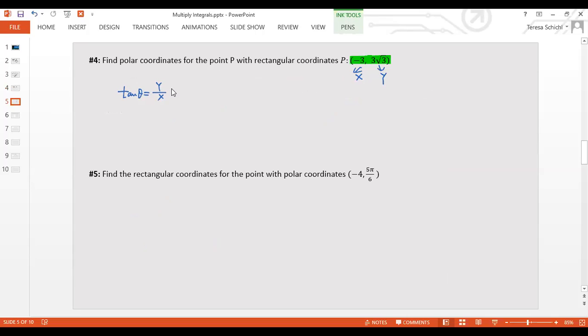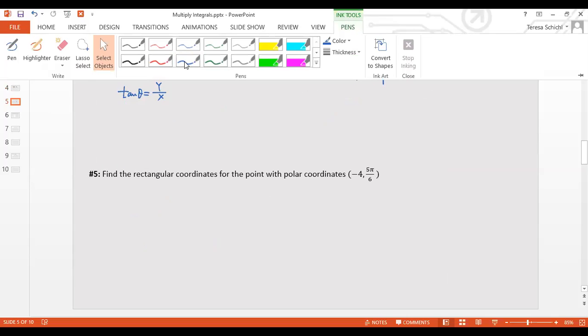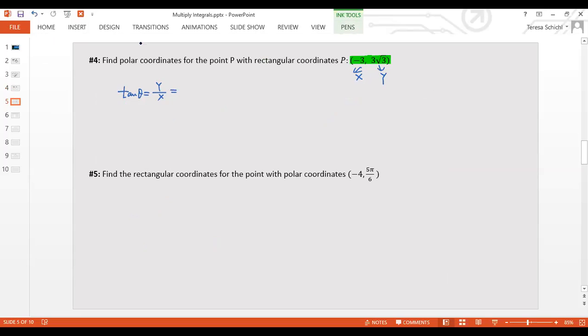So then we can see here, y is 3 square root of 3 over negative 3, which is equal to negative square root of 3. Okay, so then we know the solutions here. So what is theta?